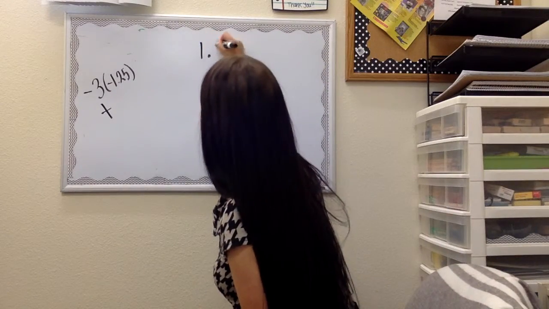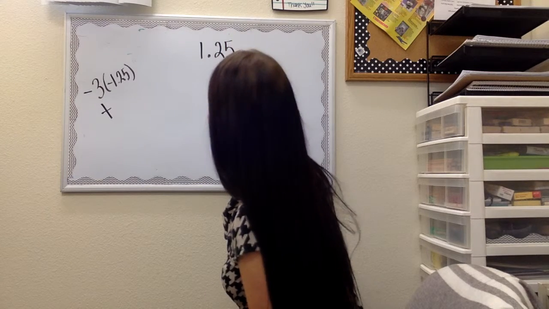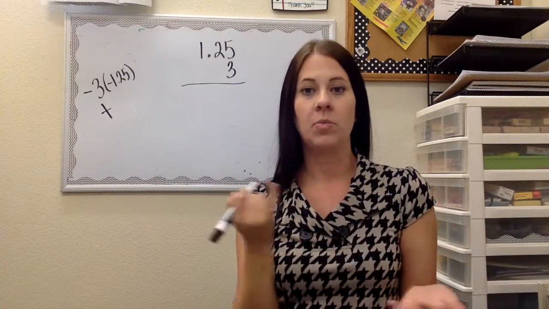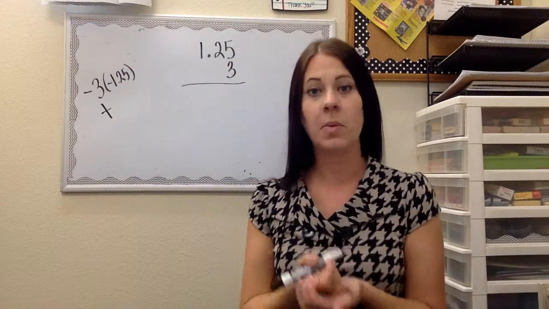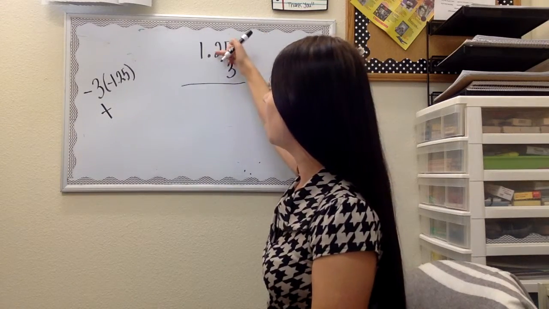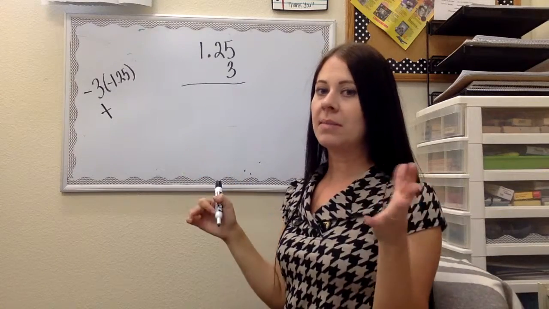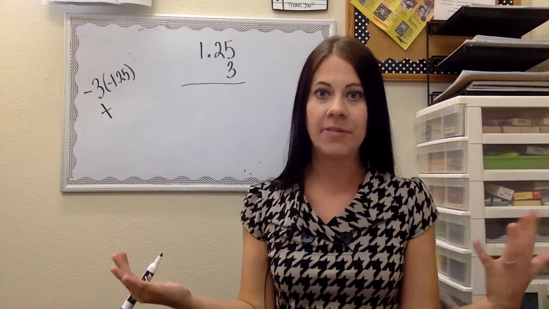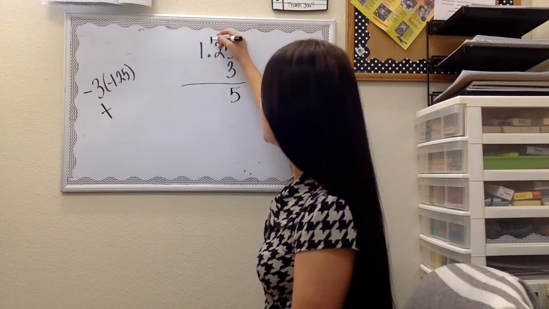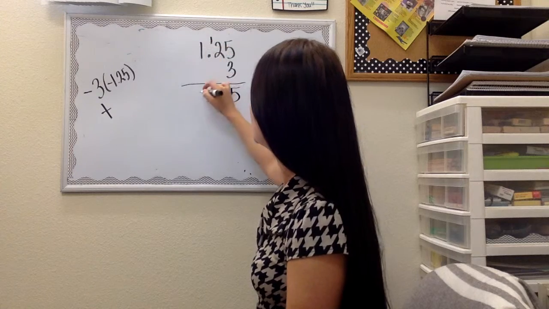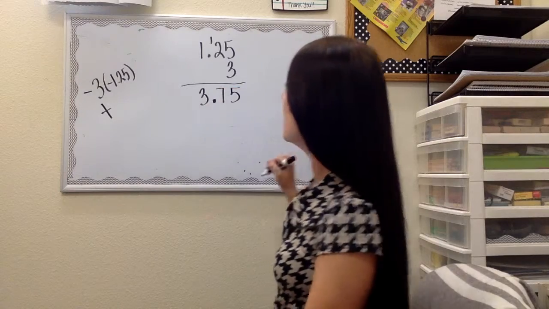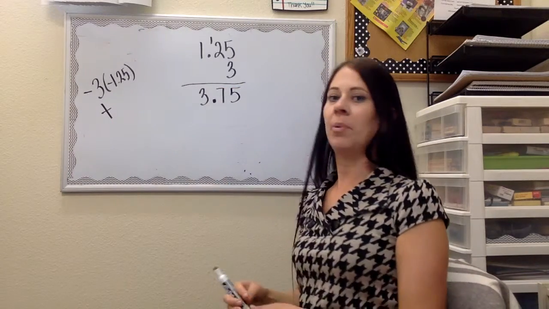So 1.25 times 3. When we add or subtract numbers, we need to line up the decimals. But when we multiply, we line up to the right, and then at the end, we count in the decimals. I know some of this is review, but we forget this stuff. So 3 times 5 is 15. 3 times 2 is 6, with that 1 is 7. 3 times 1 is 3. There were 2 decimals, so 3.75 is my answer. And we know it was a positive 3.75.